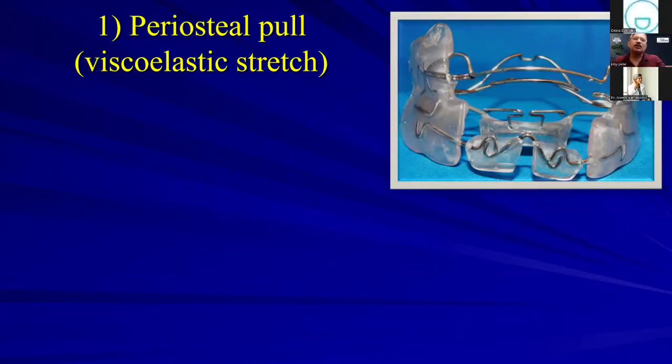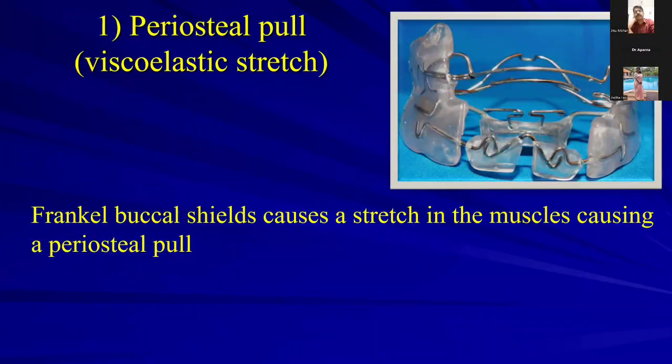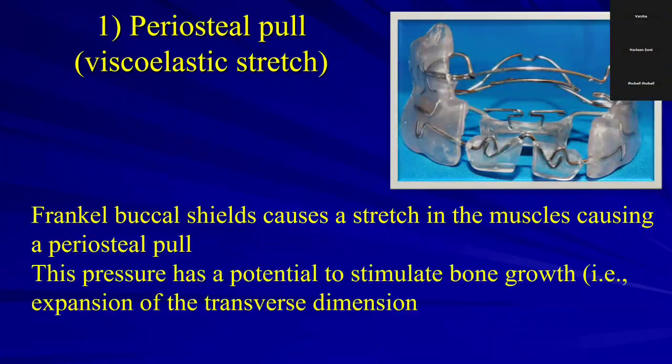You should not focus as you would for clear aligners or other things, where you only focus on the tooth. Here you need the upper maxillary sulcus, the lower mandibular vestibule, and the lingual side; it is mandatory. It's very important, because only then you get the stretch, and the stretch pulls and gives the horizontal growth. The triangular sulcal shape causes a stretch in the muscles, causing a periosteal pull. This pressure has the potential to stimulate bone growth and can produce transverse dimensional expansion.